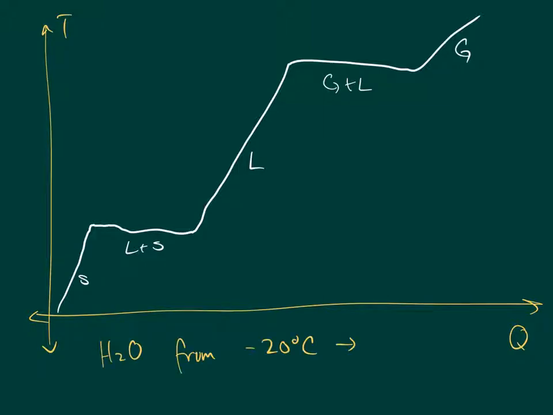Water from negative 20 degrees Celsius to 30 degrees Celsius. Tell me what's happening. Water going from negative 20 all the way to 30. What's physically happening here? George, go for it. Well, it stops at 0. At 0, it changes into a different state. From what to what?